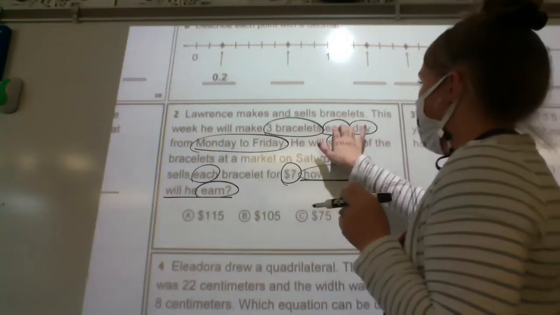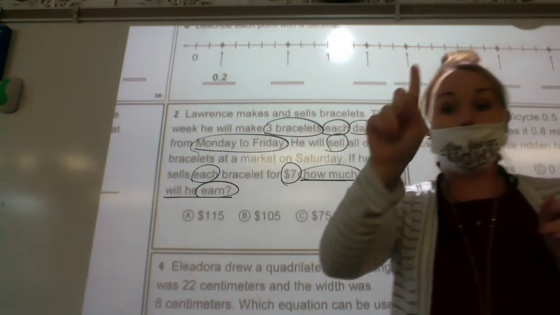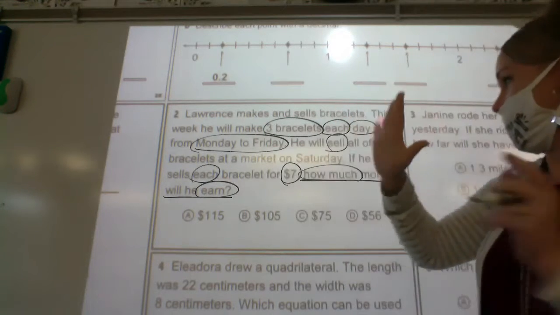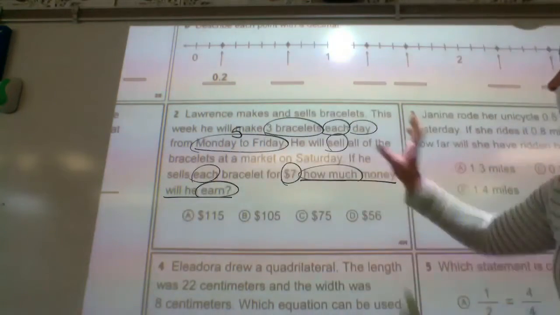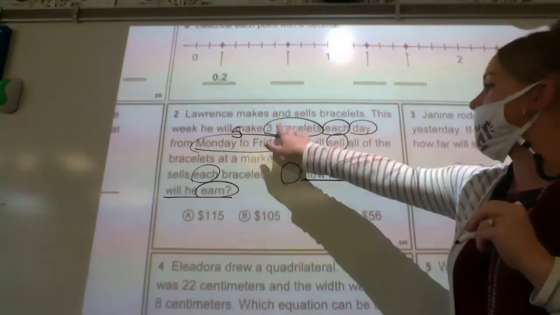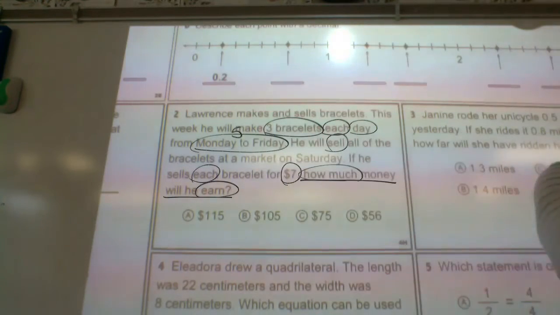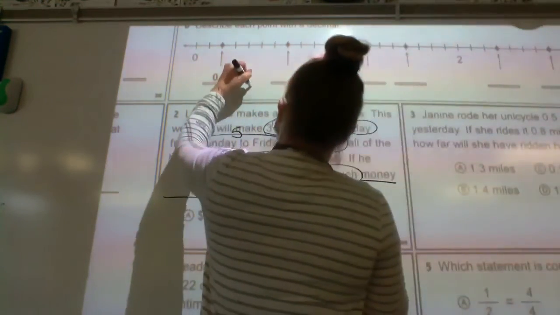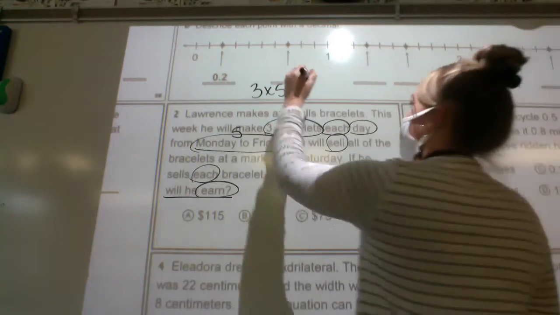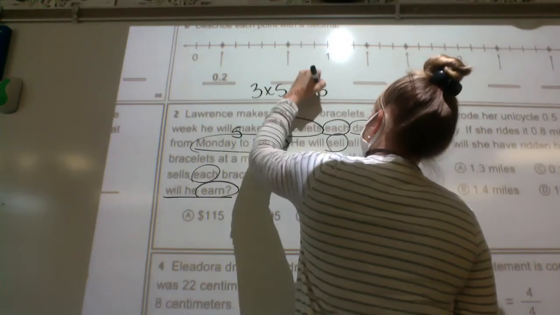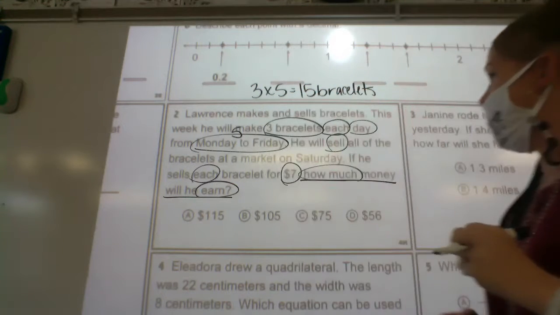So he makes and sells bracelets. Cool. This week he's going to make 3 bracelets each day. What does each mean to do? Yeah, most of the time it's going to mean to multiply. So 3 bracelets each day. Well, how many days is he making bracelets? It says Monday to Friday. So Monday, Tuesday, Wednesday, Thursday, Friday, 5 days. I might even write a little 5 beside that. So that sentence, 3 bracelets each day for 5 days, I need to do 3 times 5, right? Equals 15. So he makes 15 bracelets. That tells me how many bracelets he makes.